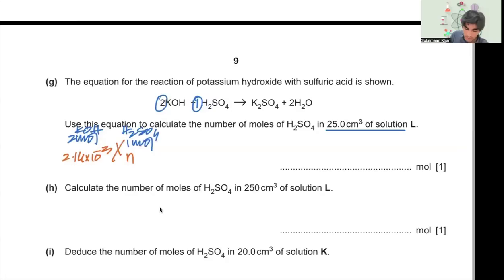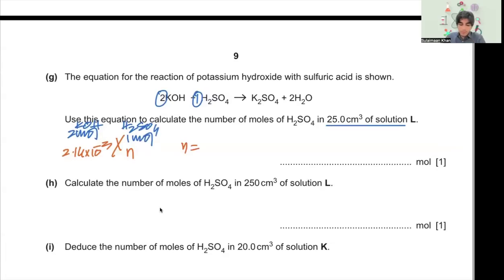So how many moles would be required? n, cross multiply. What do we get, sir? 2.14 into 10 to the power minus 3 divided by 2. What do we get? 1.07 into 10 to the power minus 3. You guys are doing the calculations, not me, so if they are wrong, it's on you.